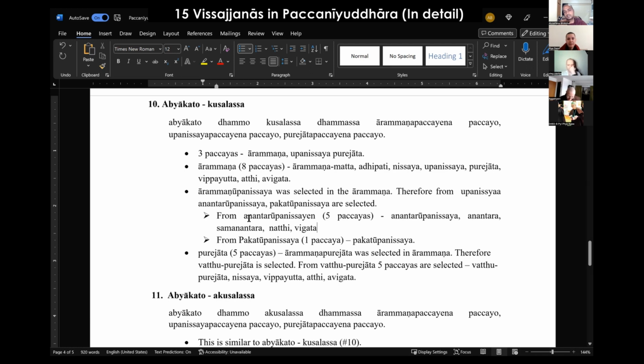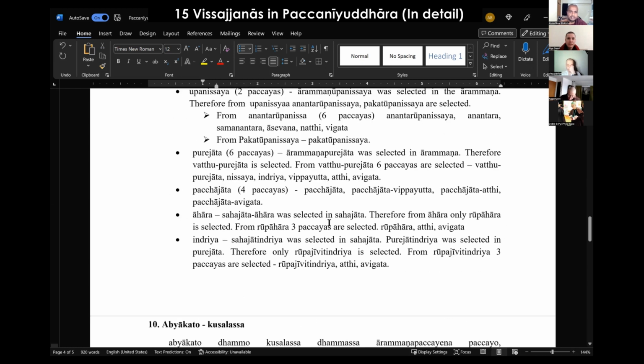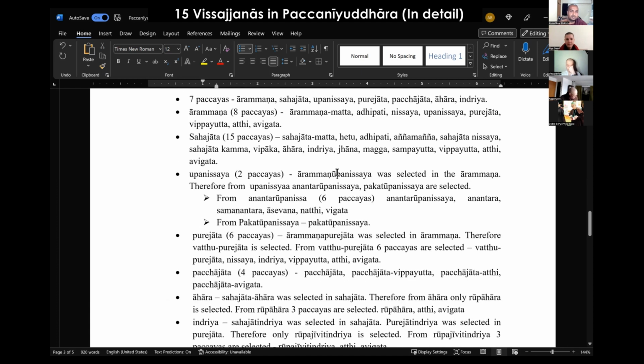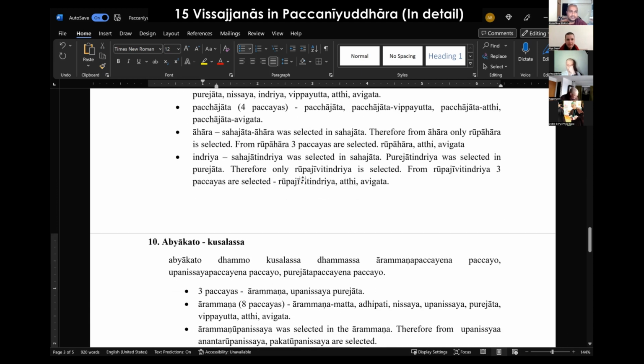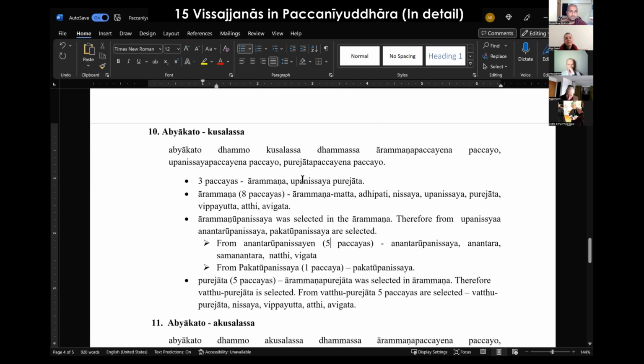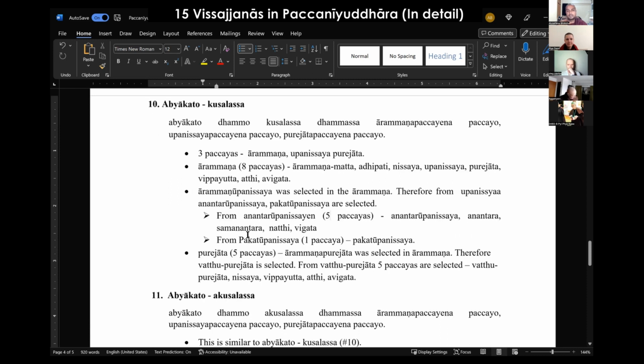Okay, let me explain it. So from anantara upanissaya, there are 5: anantara upanissaya, anantara, samanantara, natti, and vigata. The question from Syale was that here we are looking at 5 paccayas and sometimes we are looking at 6 paccayas, right? So that is because of the asevana paccaya. The asevana paccaya combination is kusalo kusalassa, akusalo akusalassa, and abhyakato abhyakatassa. So now we are looking at abhyakato kusalassa, then we don't find the asevana paccaya here, right? And from pakata upanissaya, it's only 1 paccaya, so it's only the pakata upanissaya.